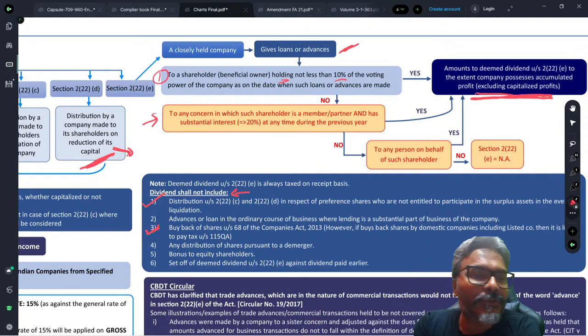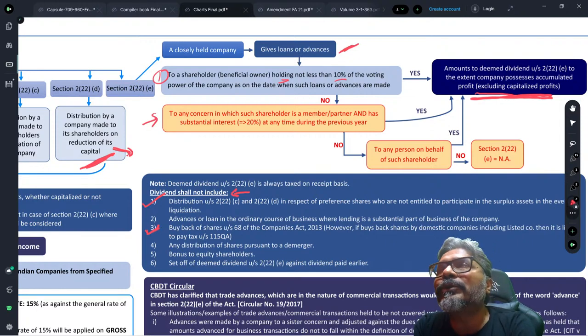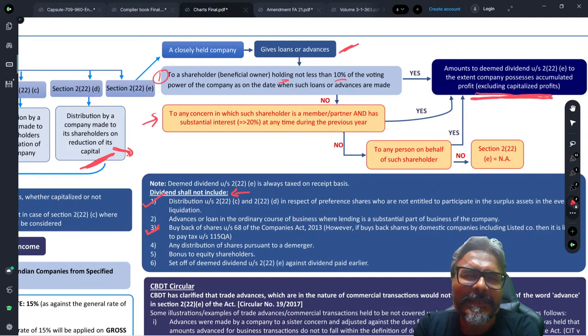So the question to all of you would be whether the deemed dividend of Section 222E will be applicable in my hands, that is, in the hands of the shareholder in this particular example. To that, the answer is indeed yes, students. Yes, it will be applicable, students.